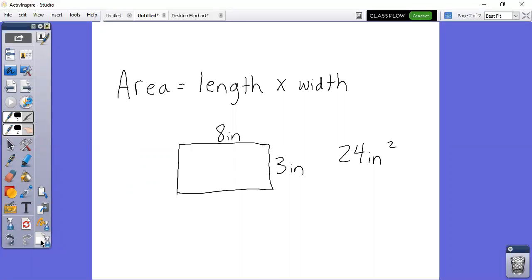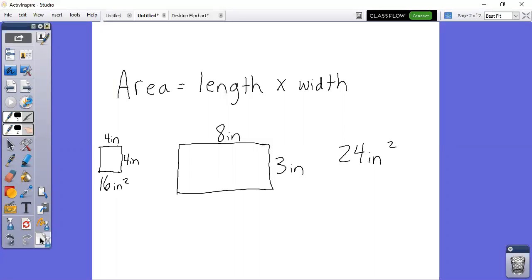Remember, if it's a square, the sides are the same. So if it says, what's the area of a square with sides that are 4 inches, right? If it gives you a square, let me see if I can draw a perfect square. That's pretty close. And it says that it's 4 inches, you know that the other side is also 4 inches. If it tells you that it's square, you know that. So 4 times 4 is 16 square inches, okay? That's all we're going to do for area.